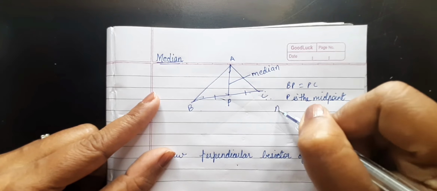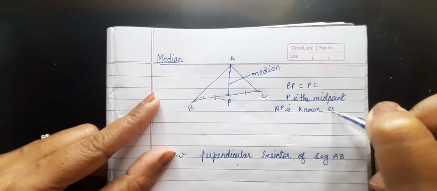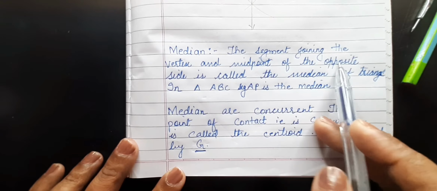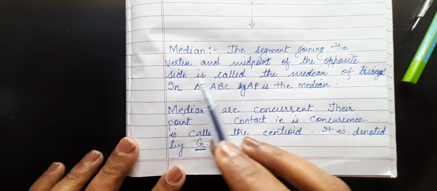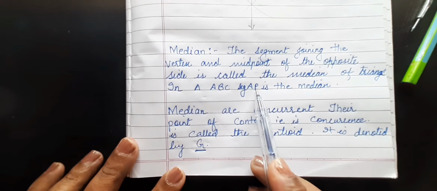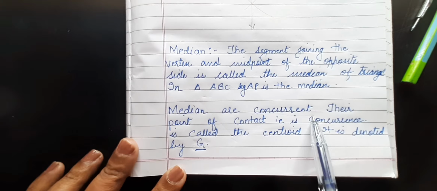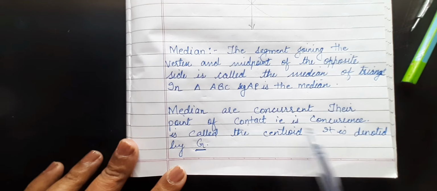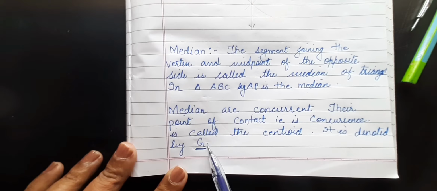So here AP is known as the median. The segment joining the vertex and the midpoint of the opposite side is called the median of the triangle. In triangle ABC, AP is the median. Now, medians are concurrent. What do you understand by the word concurrent? They intersect at one single point. And their point of concurrence is called the centroid. It is represented by the letter G.